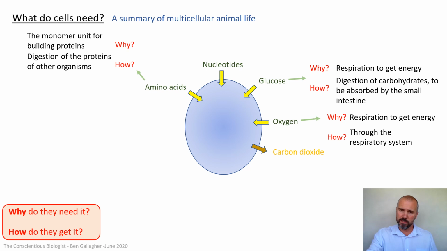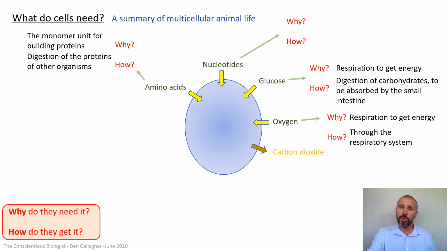Moving on then to nucleotides. Trickier one. Nucleotides are the monomer units of DNA. So we said in one of the first slides, a key process that cells need to do is DNA replication. That's part of mitosis. Well, they can only make more DNA if they've got the building blocks to build the DNA out of. And the building blocks for that are nucleotides.